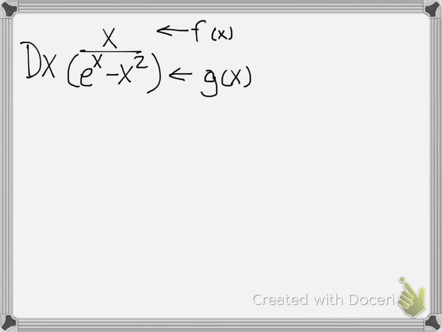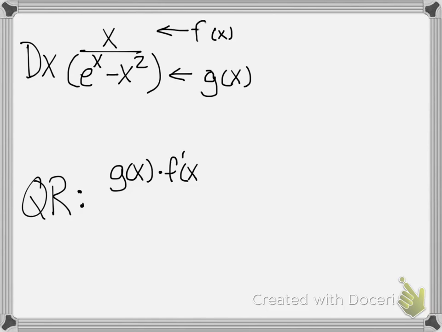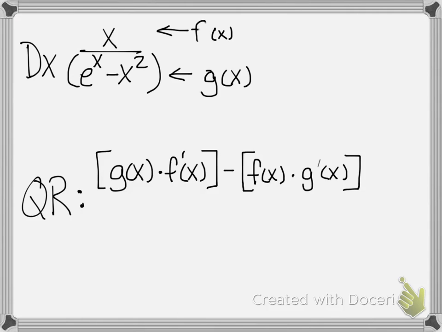So the quotient rule says that we'll take the bottom, g of x, times the derivative of the top, minus the top times the derivative of the bottom, all over the bottom squared.